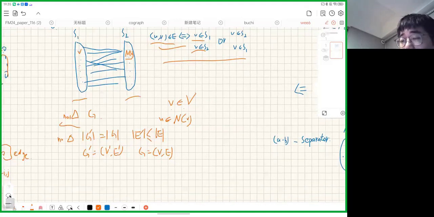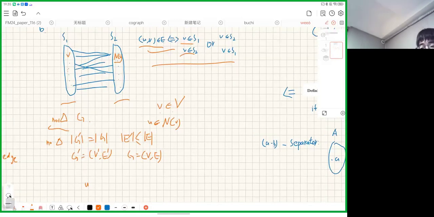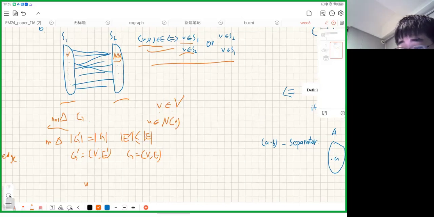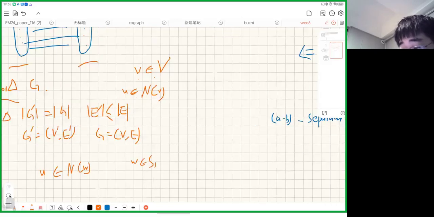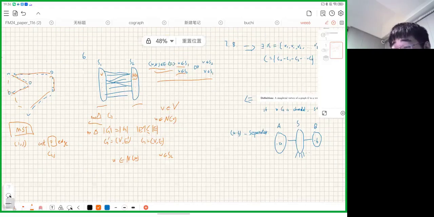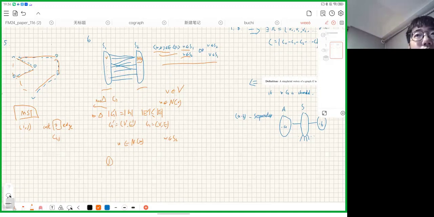Then suppose at some time, when we want to put a U inside S1, we cannot put it in. Suppose U is some neighbor of W and W is in S2. So we want to put U in S1. Then if we cannot, what does that mean? The first possible scenario is you already have some edges connected to a vertex in S1.